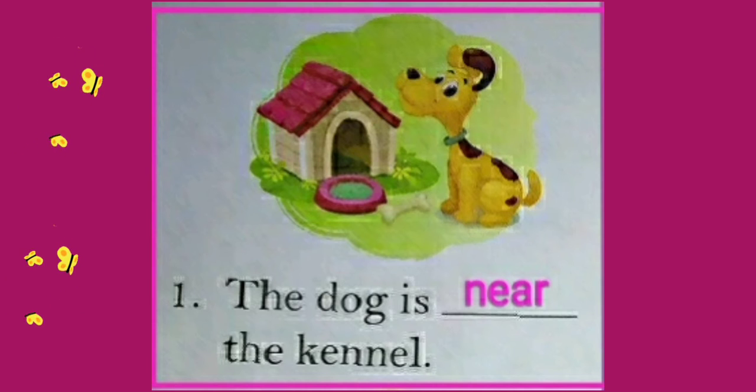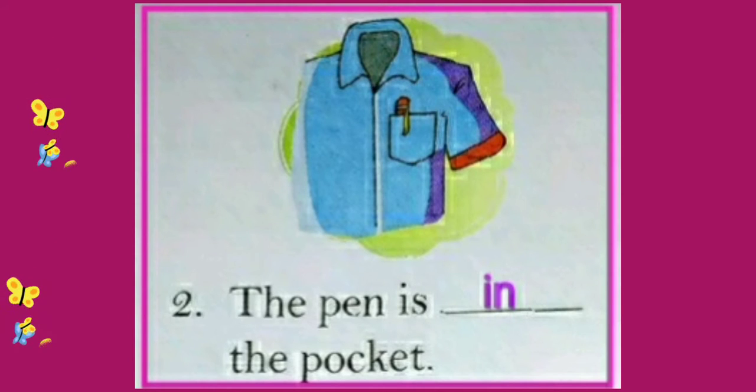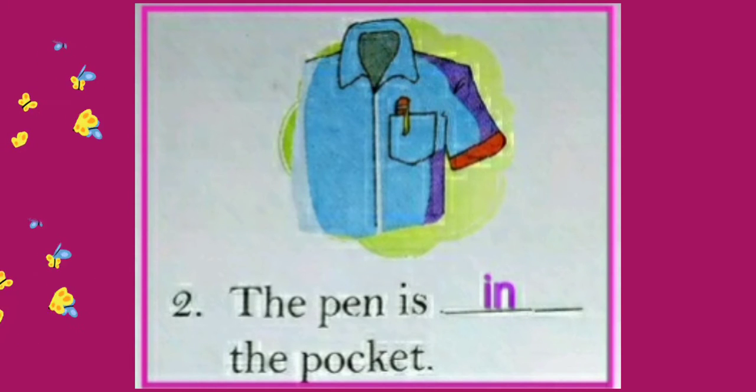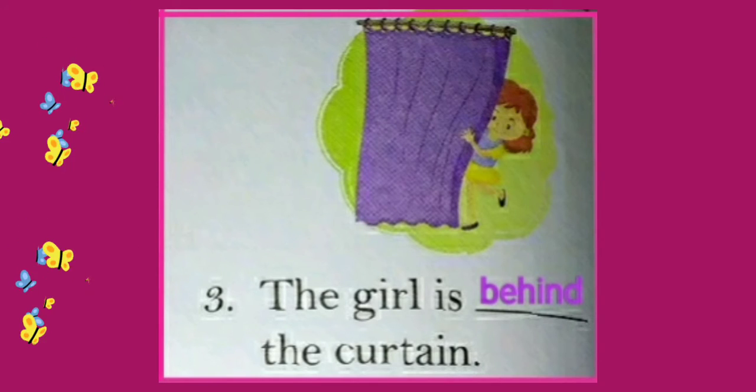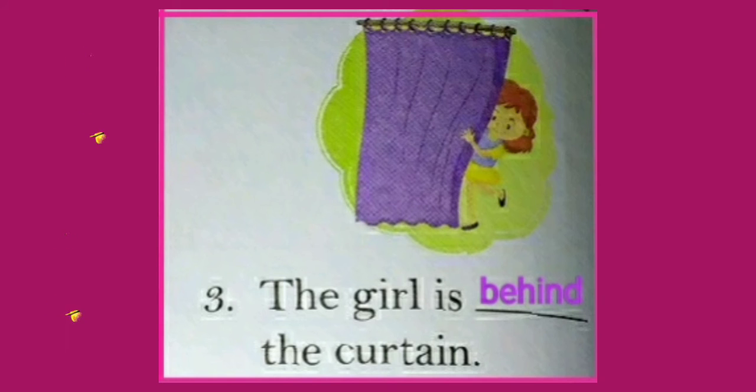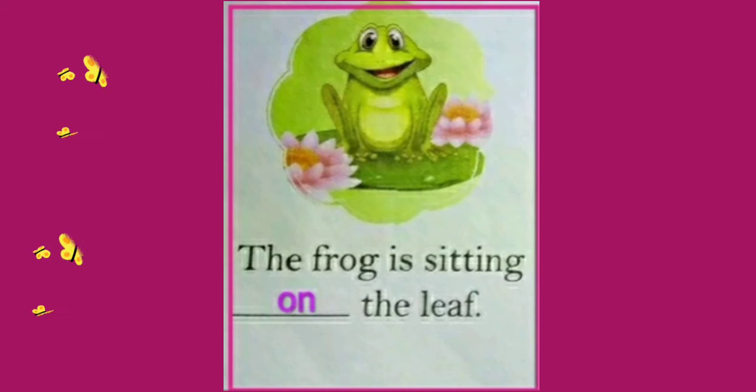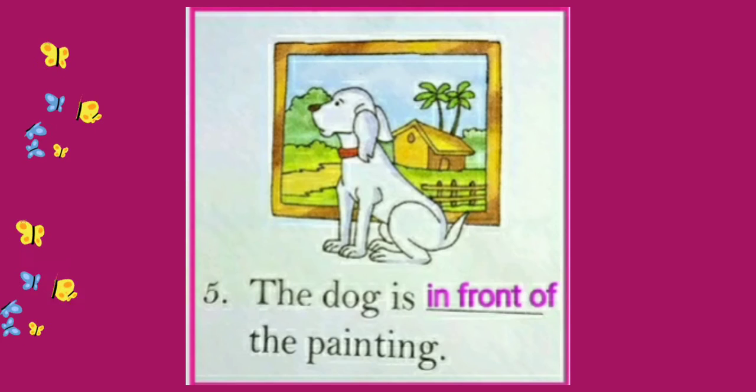Second one, the pen dash the pocket. So where is the position of pen? In the pocket. Next is the girl is dash the curtain. So where is the position of girl? Behind the curtain. Next is the frog is sitting dash the leaf. So where is the position of frog? On the leaf.